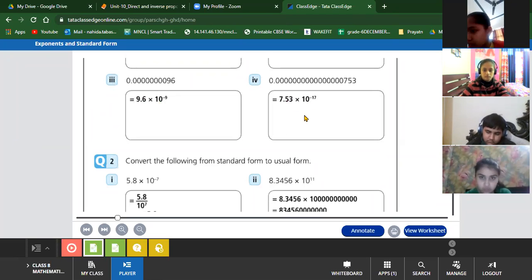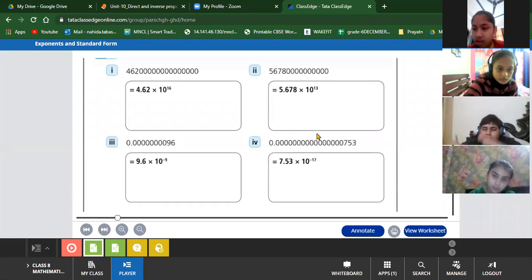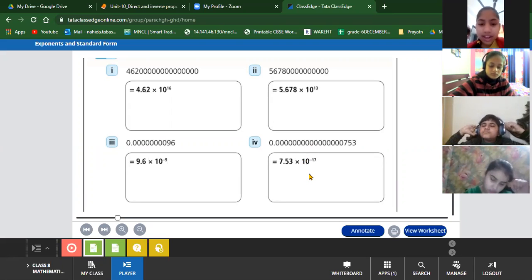But I can't see the question for the second part. Question 1 second part. She's asking question 1 second part. Okay. So how many of you have got the correct answers? Ma'am, I have got the correct answer, just in the fourth part I wrote minus 16 in place of minus 17. Ma'am, mine are all correct.